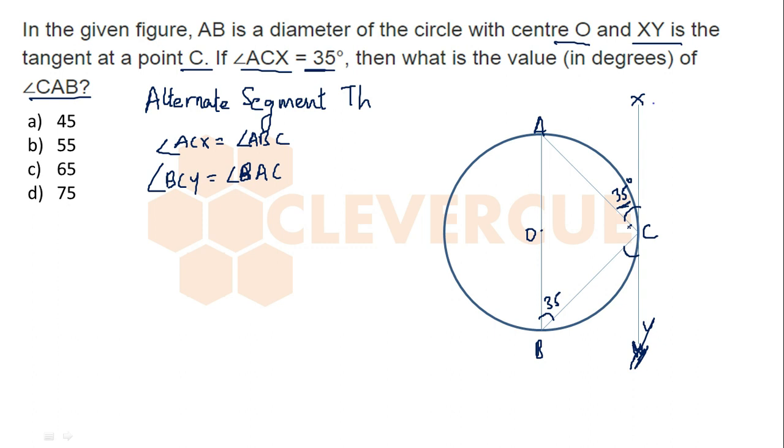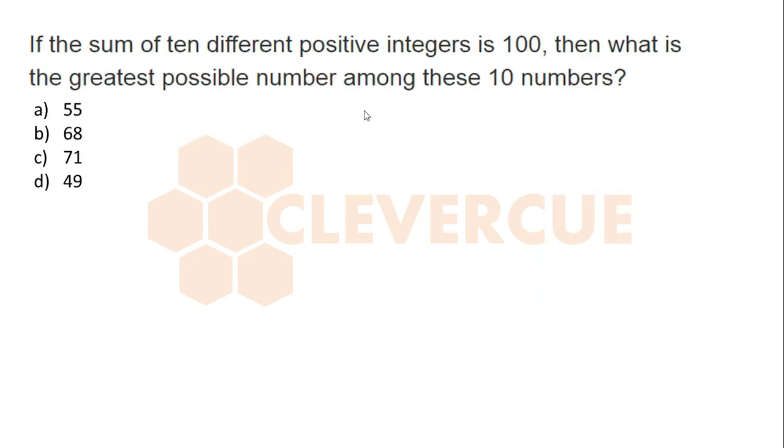Here this angle is 90 degrees because AB is the diameter and angle made by the semicircle will be 90 degrees. So this is 90 degrees. Hence angle CBA and angle BAC will be complementary angles. So this will be 90 minus 35, which is equal to 55. Okay, answer is option B. So you have to remember this alternate segment theorem.